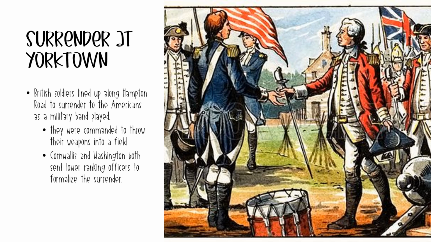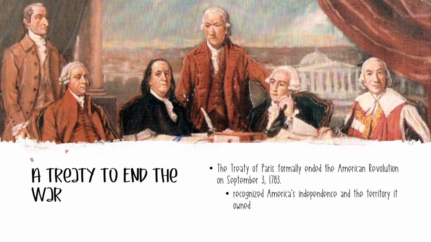As part of the formal surrender, British soldiers lined up along Hampton Road. As a military band played, and on command, they threw their weapons into the middle of the field. General Cornwallis refused to be there, however, and he sent a lower-ranking official to formally surrender. George Washington, insulted by this action, also sent a lower-ranking official to accept the surrender. It wasn't until 2 years later, though, on September 3rd, 1783, that the war was officially over. It all came to an end with the signing of the Treaty of Paris, which recognized the United States of America as an independent country.